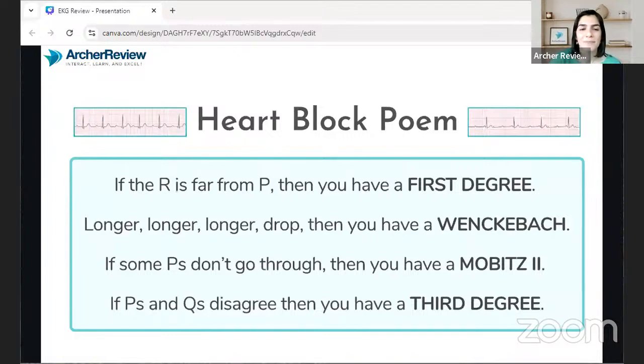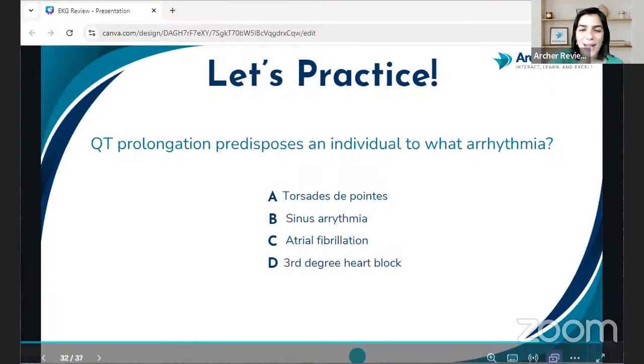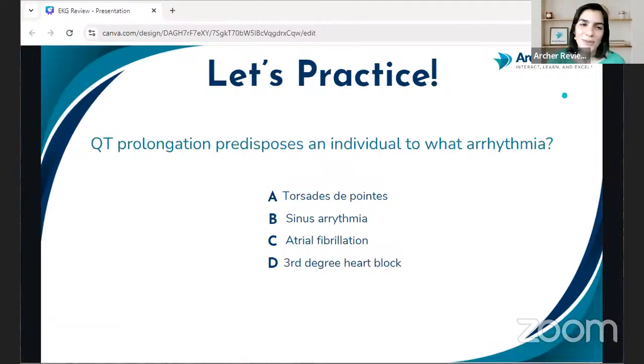All right, so one last practice question, and I know you guys are all going to get this right because we talked about this today several times, and you guys have already told me this, but let's go over it one more time. QT prolongation predisposes an individual to what arrhythmia? Is A, torsades de pointes, B, sinus arrhythmia, C, atrial fibrillation, or D, third degree heart block? What do you guys think?